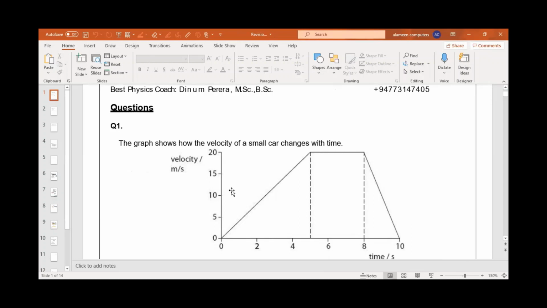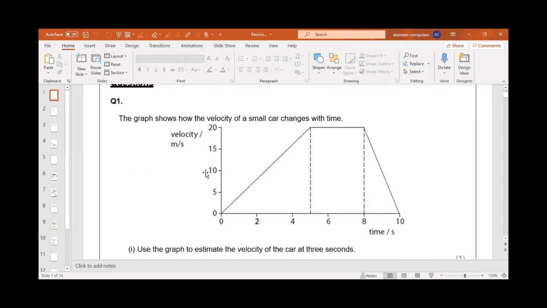Okay, let's discuss this question. The graph shows how the velocity of a small car changes with time. So as per the graph, it's a velocity time graph. During the first 5 seconds, there's an acceleration. Then from 5 seconds to 8 seconds, there's a constant velocity of 20 meters per second. And after 8 seconds to 10 seconds, there is a deceleration.